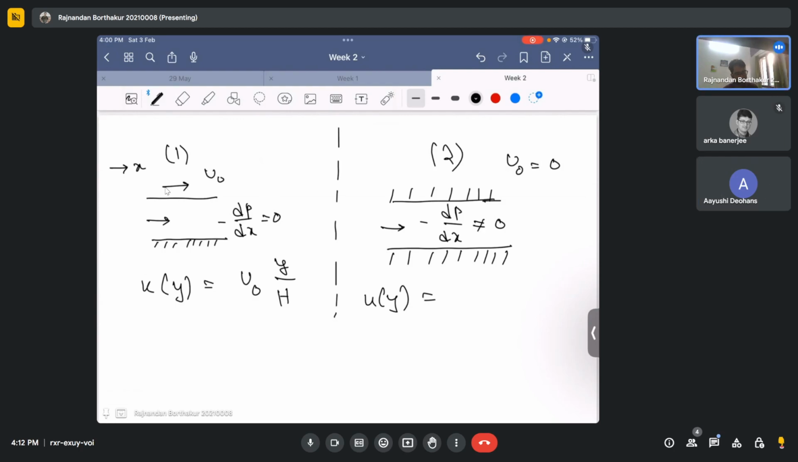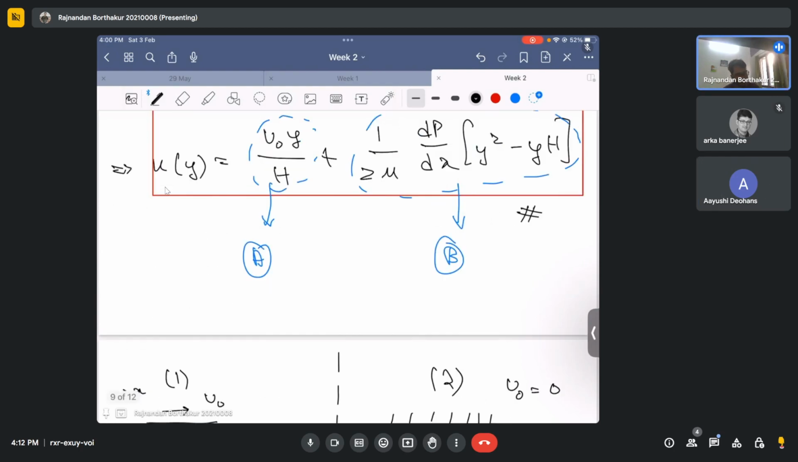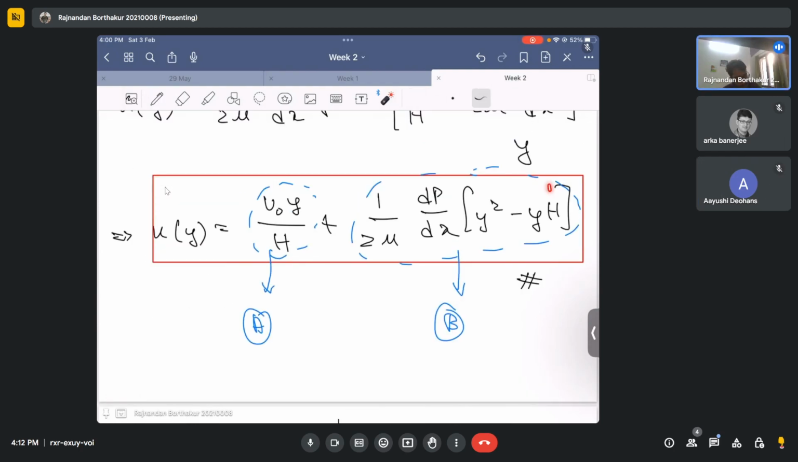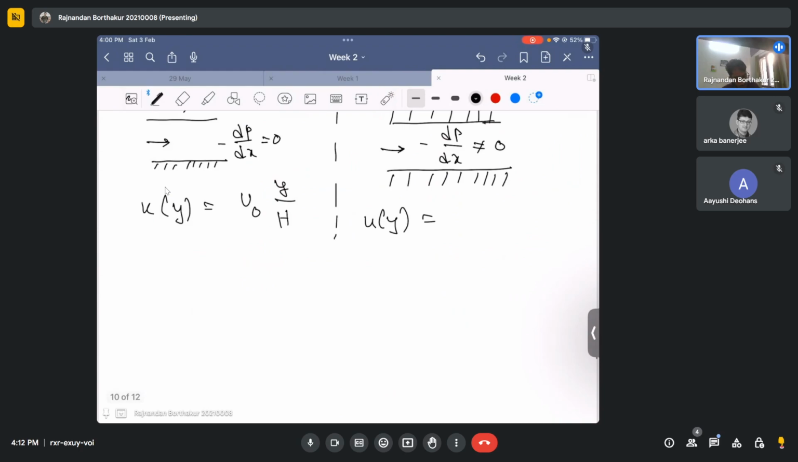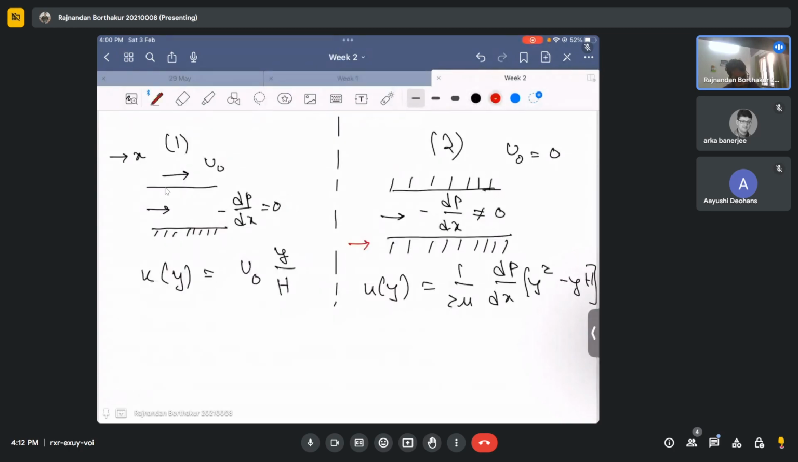Parabolic. And if you see, we'll simply end up getting this form of the velocity profile, the term B. So it would be 1 by 2 mu times dp by dx into y square minus yh. Of course, I need to consider my axis at the bottom plate. This is important.